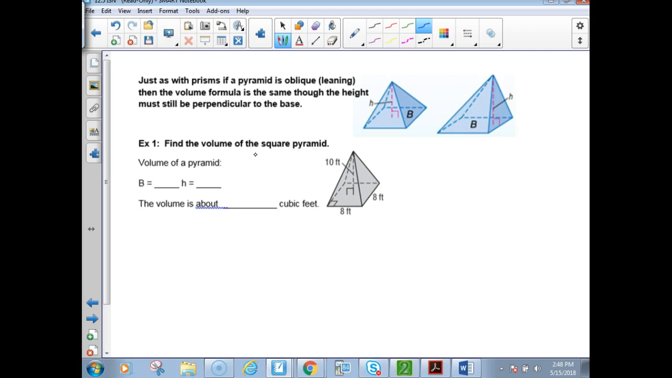So find the volume of the square pyramid. This area, this base, is what the big B stands for. Okay, so the base area would be 8 times 8, which is 64 square feet. The height is the 10. And the volume then would be about 64 times 10 divided by 3. Grab our calculator and type it in.